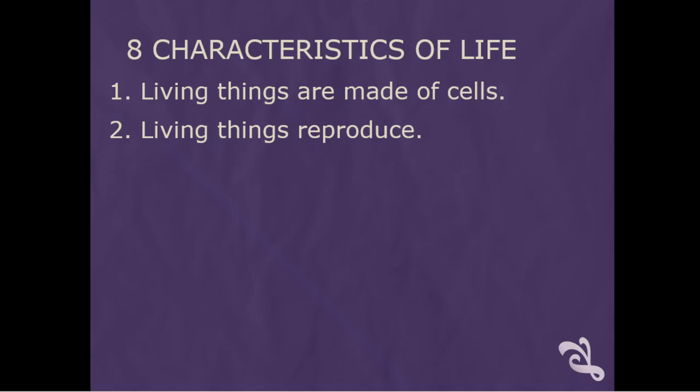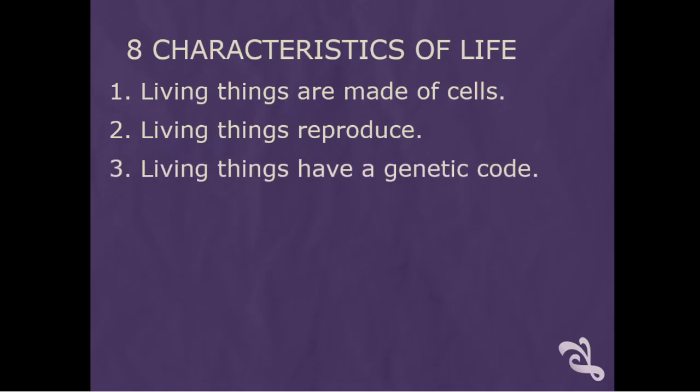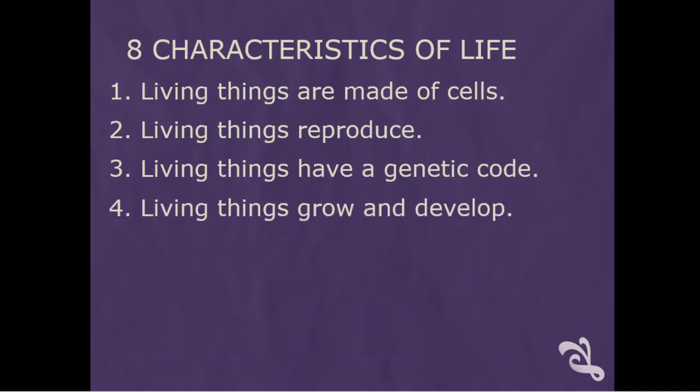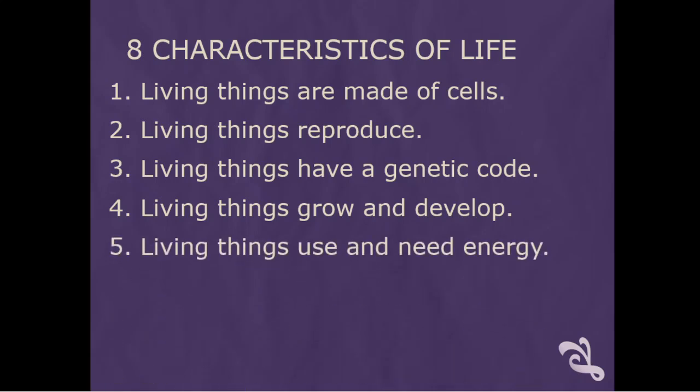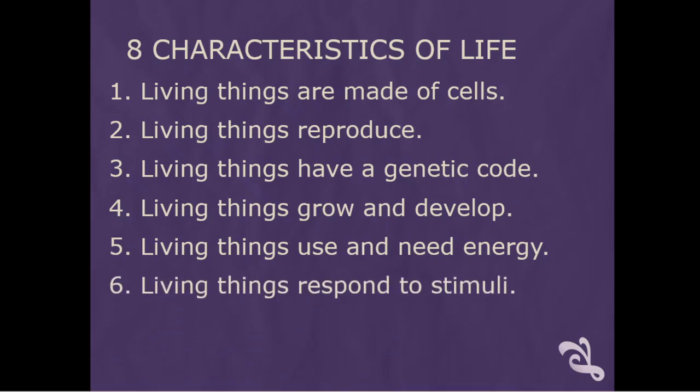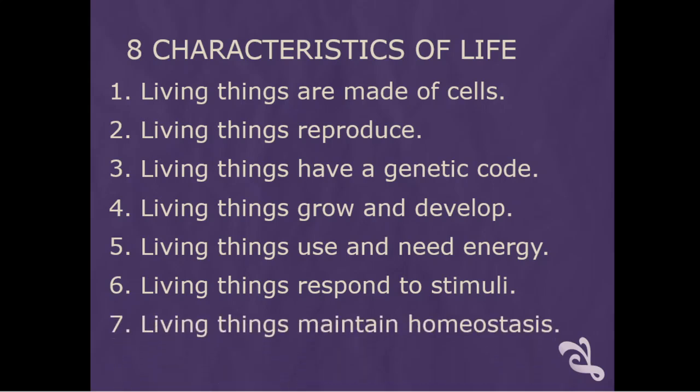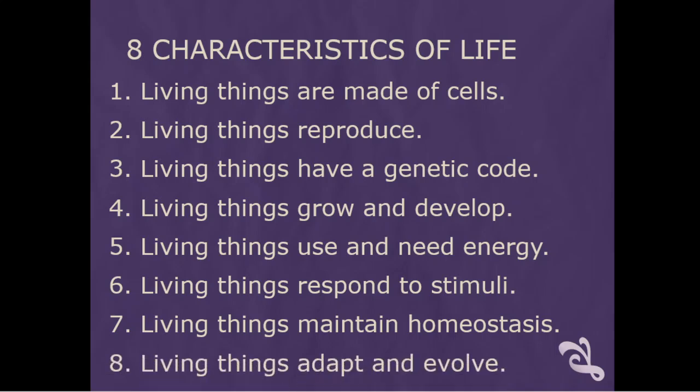Second one is living things reproduce. So they make other living things. The third thing is living things have a genetic code, which is DNA, which we'll talk about in a little bit. We're going to go through in detail a little bit more about each one of these. Number 4 is living things grow and develop. 5th one is living things use and need energy. 6th thing is living things respond to stimuli, and we'll define stimuli and learn a little bit more about that. And living things maintain homeostasis. We'll define homeostasis in our vocabulary, learn more about that. And living things adapt and evolve.